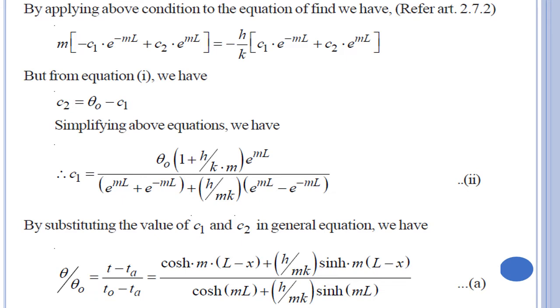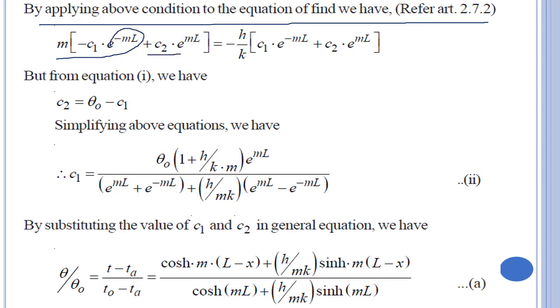Now when we go for simplification, by applying the above condition in the equation we will get m into C1 e raised to minus mL plus C2 e raised to mL, that is equal to minus h by k into C1 e raised to mL plus C2 e raised to mL. So from this we will get C2, that is, we know that C2 equals theta 0 minus C1. So we will get the value of C1.